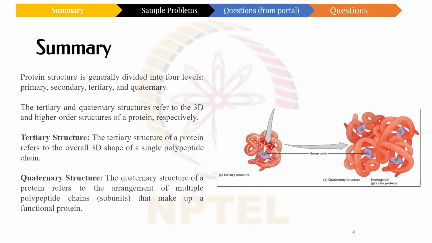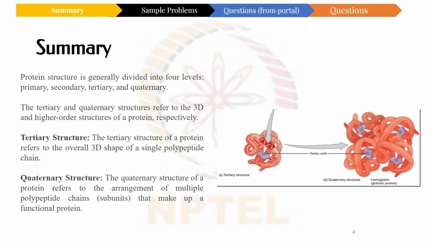So initially, to start with the protein structure. Protein structure is generally divided into four levels, primary, secondary, tertiary and quaternary. Of these four levels, tertiary and quaternary structures refer to the 3D and higher order structures of the proteins. When we particularly look into the tertiary structure of a protein, it refers to the overall 3D shape of a single polypeptide chain. So this tertiary structure is determined by the interactions between the side chains of amino acids that make up the protein. So these side chains can interact with a variety of chemical bonds and forces, including hydrogen bonds, hydrophobic interactions, electrostatic interactions, and disulfide bonds.